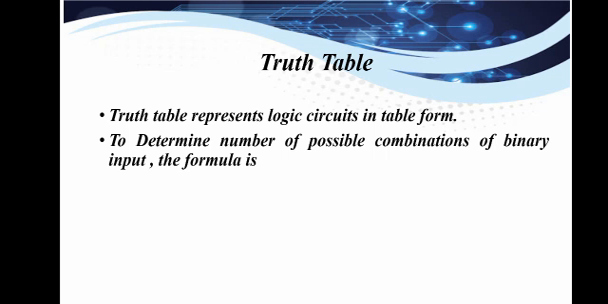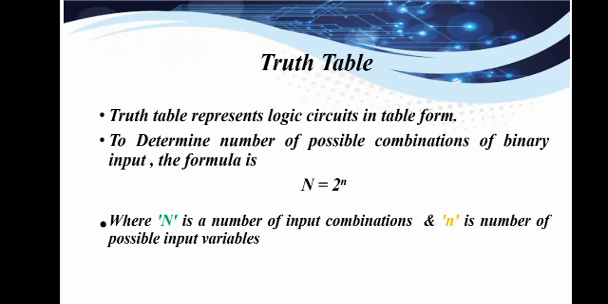To determine the number of possible combinations of binary input, the formula is N = 2^n. Here we are using two n's, one is capital and one is small n. Capital N is the number of input combinations. Total number of digits are 2 because the binary digits are 0 and 1. So capital N is represented with 2. And small n is the number of possible input variables. Now depending on the variables we will write the power.